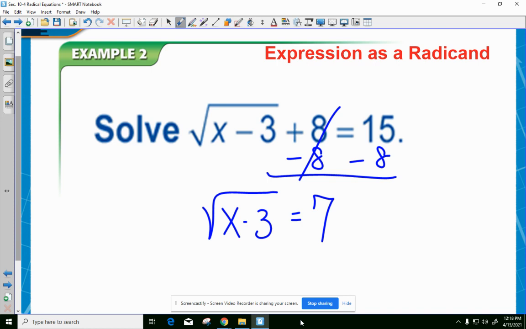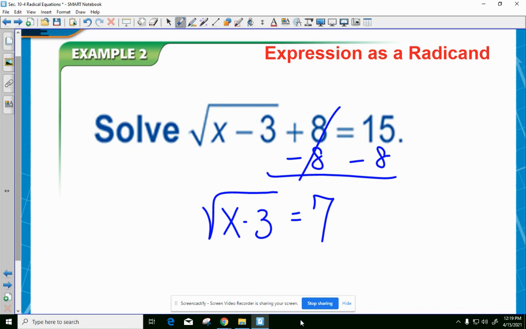Where did your square root go? You took it off. You don't get to take the square root off until you square both sides. Yep, so this side is equal to x minus 3. So that should say x minus 3.